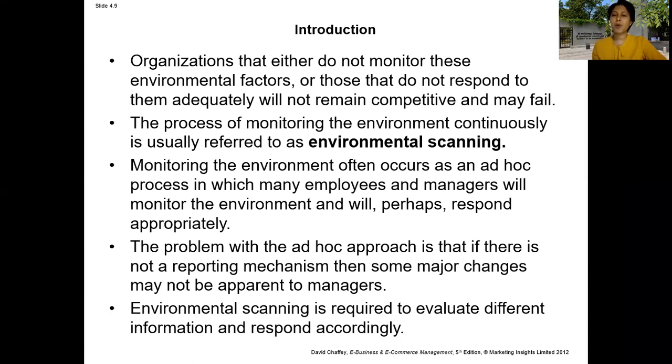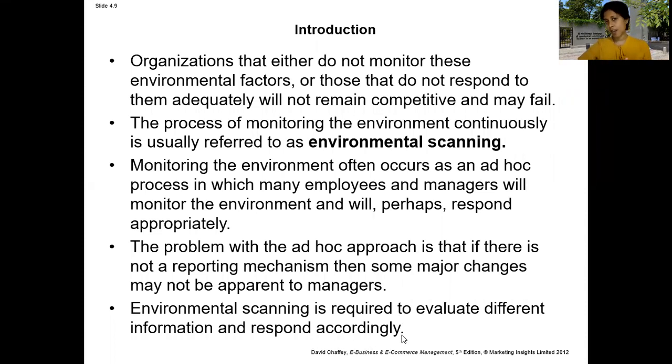And to quickly respond. If your organization is slow in doing that, if your organization is not agile, like we learned the other day, right? Then your organization is at a risk. If they are not properly communicated, your organization is at a risk that you may not come up with proper response strategies, right? So the last point says environmental scanning is required to evaluate different information and to respond accordingly.